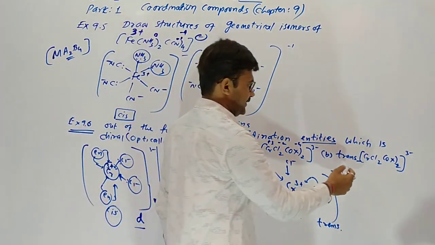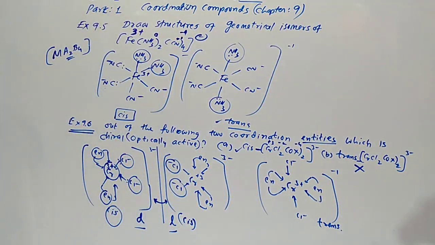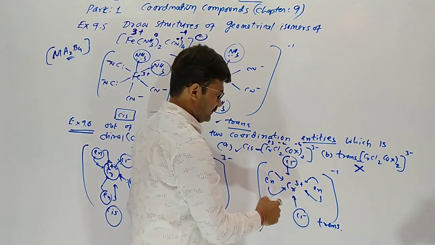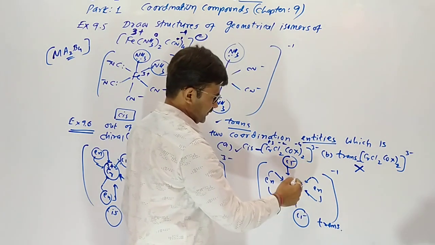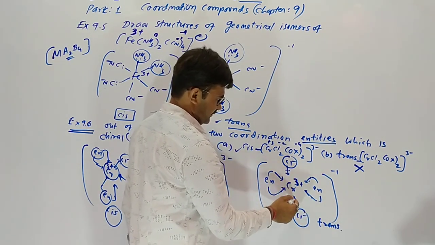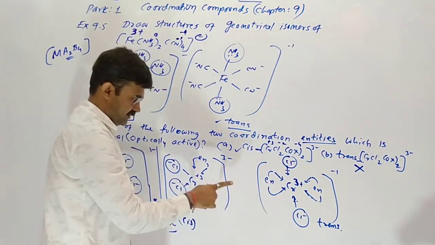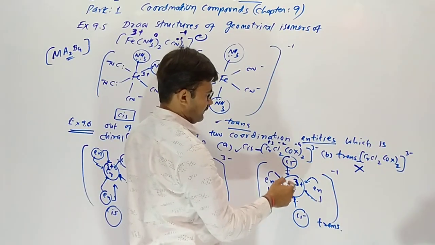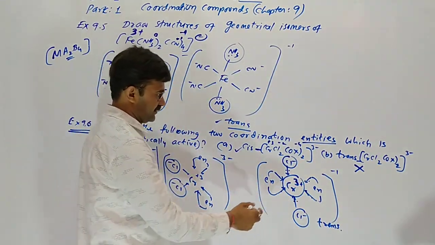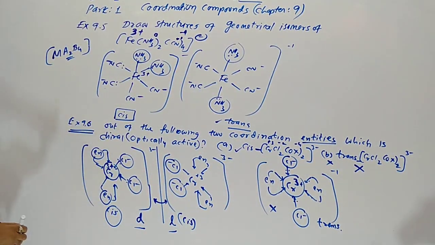But trans is not optically active. We discussed about it in last lecture. If 2 chlorides are opposite to each other and 2 En are also, you can see here coordinate covalent bonds are 6. Ligand 4, but here coordination number is 6. But 2 chloride and 2 En are opposite to each other. So this trans isomer is not optically active.